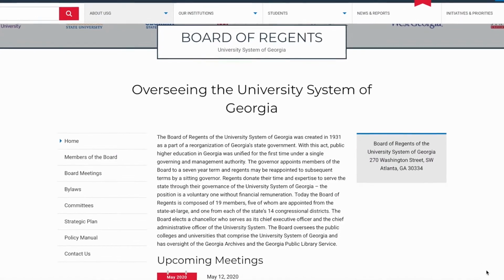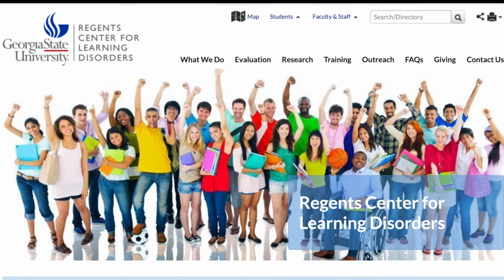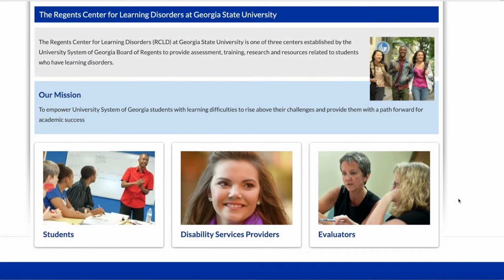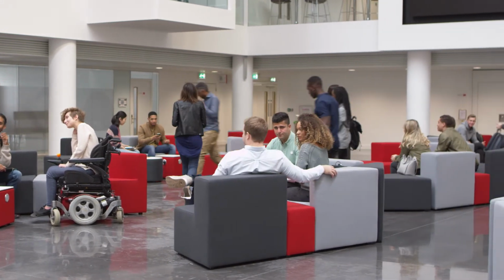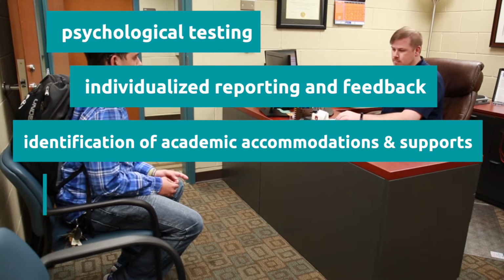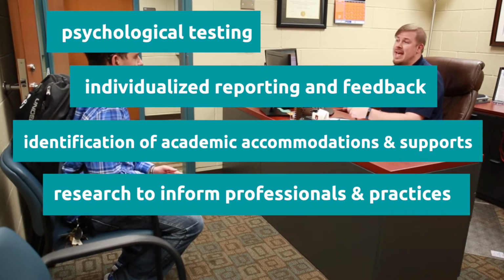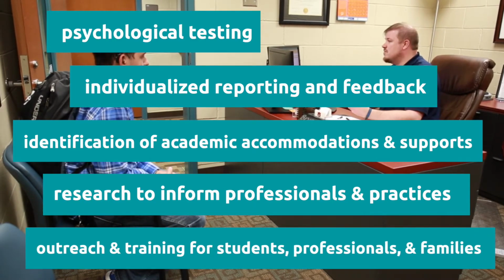Established in 1993 by the University System of Georgia, USG, the three Regents Centers for Learning Disorders, RCLD, have become leaders in college disability evaluation, outreach, and research, while positively impacting the lives of thousands of college students with learning challenges. A comprehensive center, the RCLDs provide psychological testing and individualized reporting and feedback, identification of academic accommodations and supports, research to inform professionals and practices, and outreach and training for students, professionals, and families. With core values of equality, advocacy, and stewardship as their guides, the RCLD has become synonymous with exemplary standards.